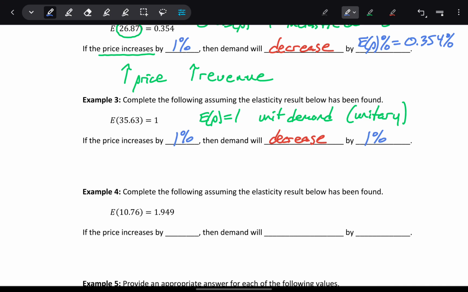That is, the increase in the price by 1% causes demand to decrease by 1%, so there's no change to our revenue in that case. So if we increase our price, we're making more per item, we're selling a little bit less, but since that change is equal, those two things cancel each other out, so that increase in price yields no change in revenue.